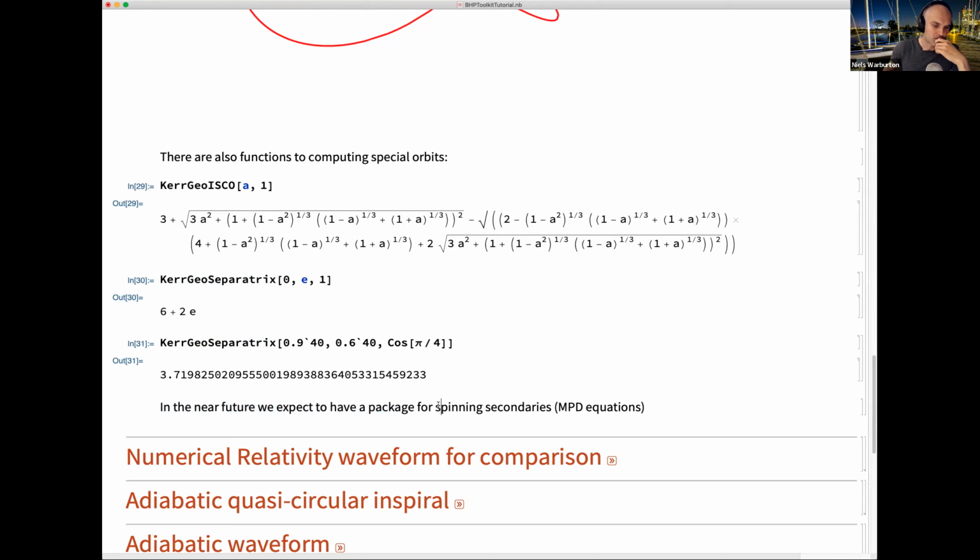And I'll also just finish this section by saying that, as I said, the moment it just does timelike geodesics, it'll do null in the future, and unbound orbits as well, so scattered orbits. One of our plans for this summer is to hack together a package where the spinning primary is spinning a secondary, so you're solving the Mathisson-Papapetrou-Dixon equations. And so we expect that to appear in the near future.